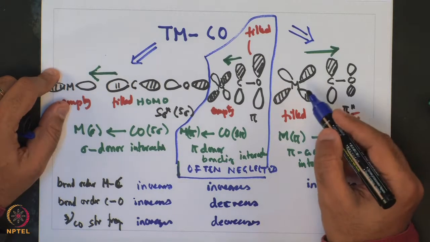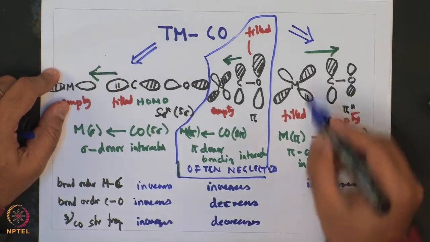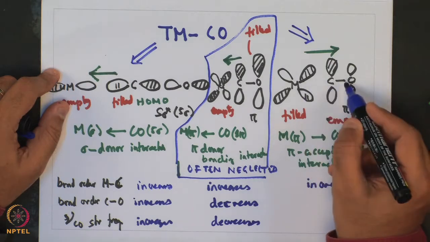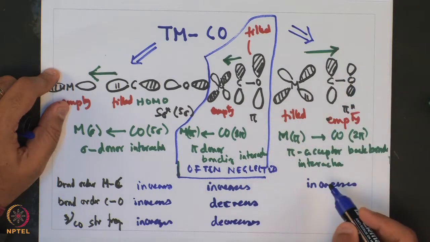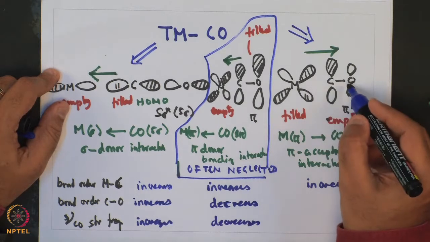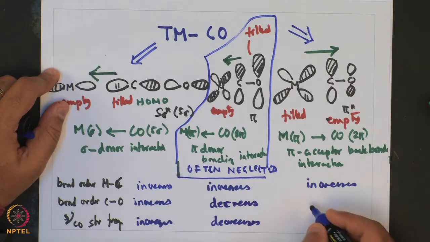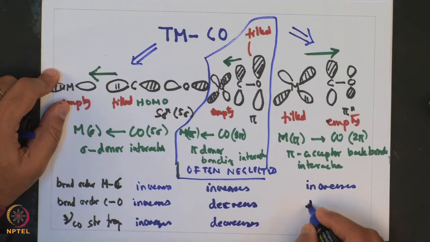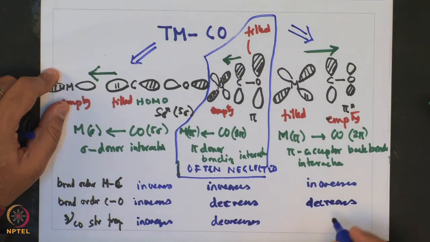And lastly, when metal to CO pi back bonding increases, there too, since the electron is being dumped on the anti-bonding orbital, the CO bond order again decreases, and correspondingly the CO stretching frequency decreases.